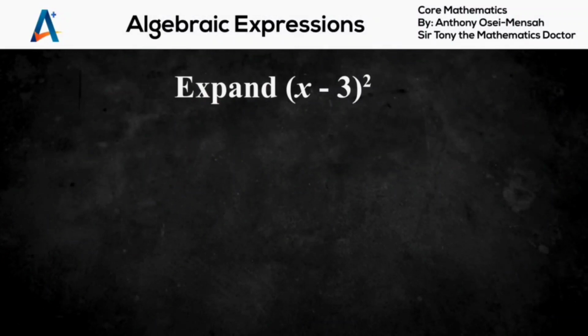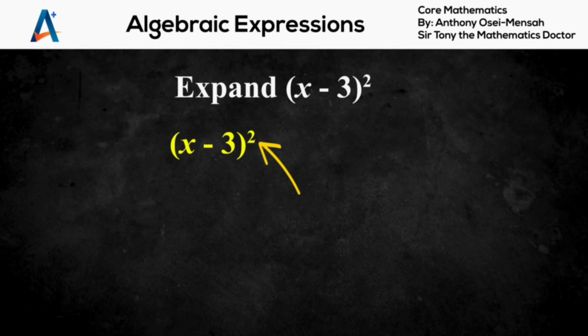Most students answer this question wrongly in mathematics. Let me show you how they do it. When they are asked to expand (x − 3)², or any expression that looks like this, this is what they do. This is (x − 3) all squared.